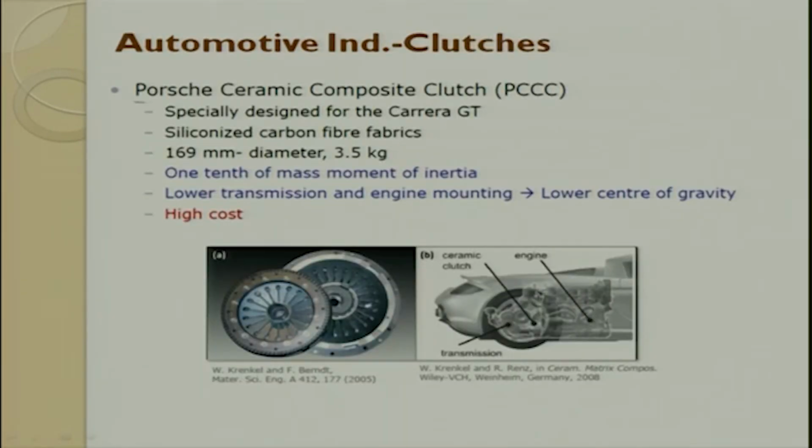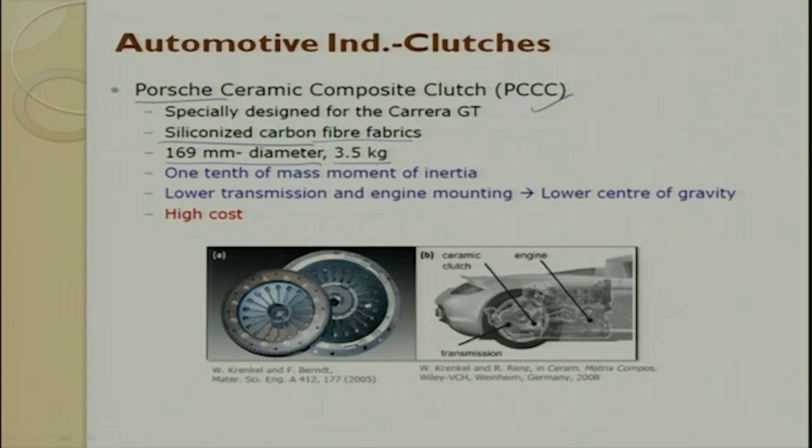So, the Porsche ceramic composite clutches are made out of it, which is called PCCC, Porsche ceramic composite clutches. Okay. Designed with siliconized carbon fiber fabric used here. The diameter is around 170 millimeters, the weight is around 3.5 kgs.